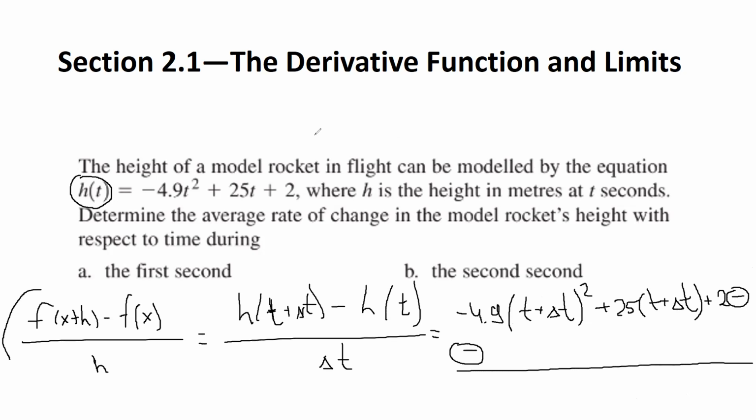So what's the next step? Negative 4.9 t squared plus 25 t squared plus 2. Why t squared? Oh, no, not t squared. Sorry, I made a mistake.